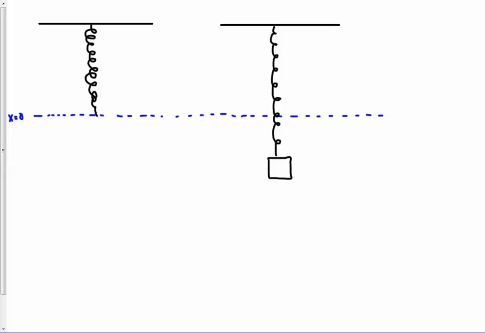But to see that it's not really different in the long run, we have to make a couple of connections. So here I have the spring just hanging on its own, and let's call that x equals 0. Well, when we attach the mass to the spring, of course, what happens is that it gets stretched, and that's because of gravity, right? So gravity is going to pull it down.